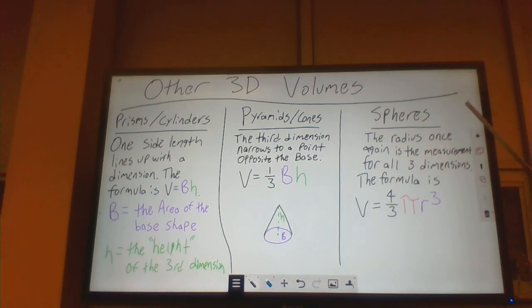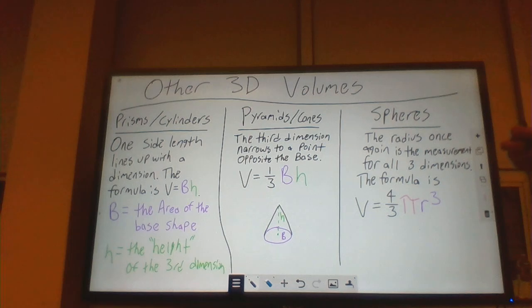And then finally, this one I consider the hardest of the formulas to remember, the sphere formula. The radius is once again the measurement for, in this case, all 3 dimensions. So you'll notice that a component of the formula is the radius cubed. And that is where the multiplying of the 3 dimensions comes in. And once again, there's the magic pi. And then there's a fraction, 4/3. And I'm not going to go into why the fraction is 4/3. You can just memorize it. But the volume of a sphere is 4 over 3 times pi times the radius cubed.